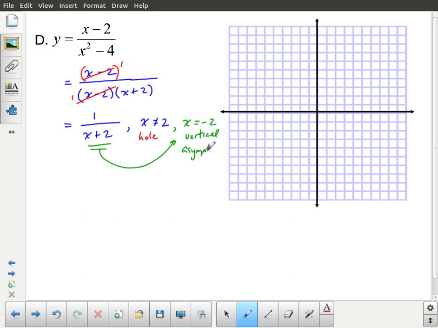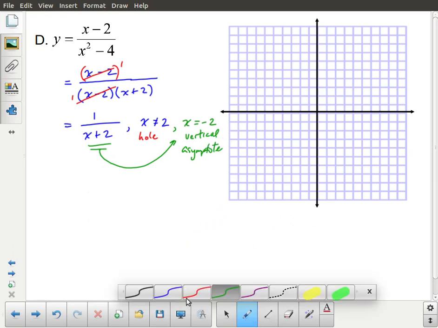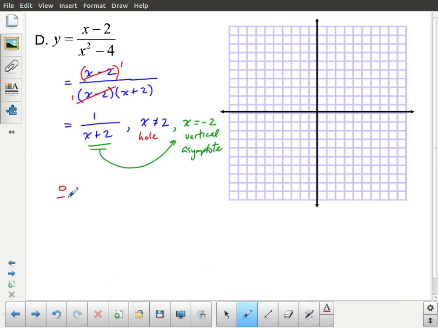Just as I said in the previous note, if I have a situation of 0 divided by 0, that gives me a hole. And if I have a situation of a constant divided by 0, that gives me a vertical asymptote.